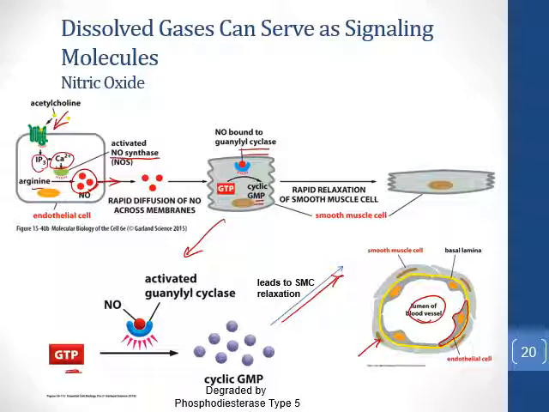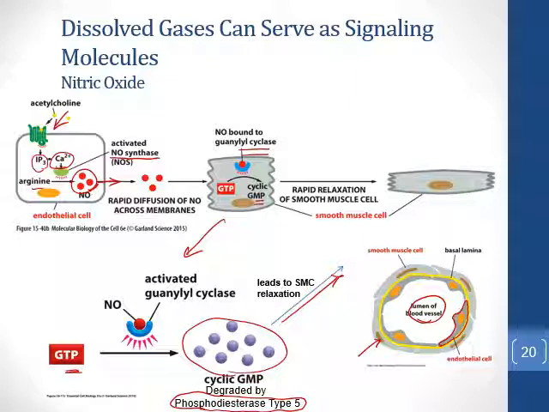It turns out that cyclic GMP is degraded by an enzyme called phosphodiesterase type 5. So let's think about that for just a second. If you inhibit phosphodiesterase type 5, you're going to have continued elevated concentrations of cyclic GMP. You're going to have continued smooth muscle cell relaxation and continued blood flow. Well, it turns out that ED drugs, erectile dysfunction drugs, such as Viagra, work in this way. Viagra is an inhibitor of phosphodiesterase type 5.